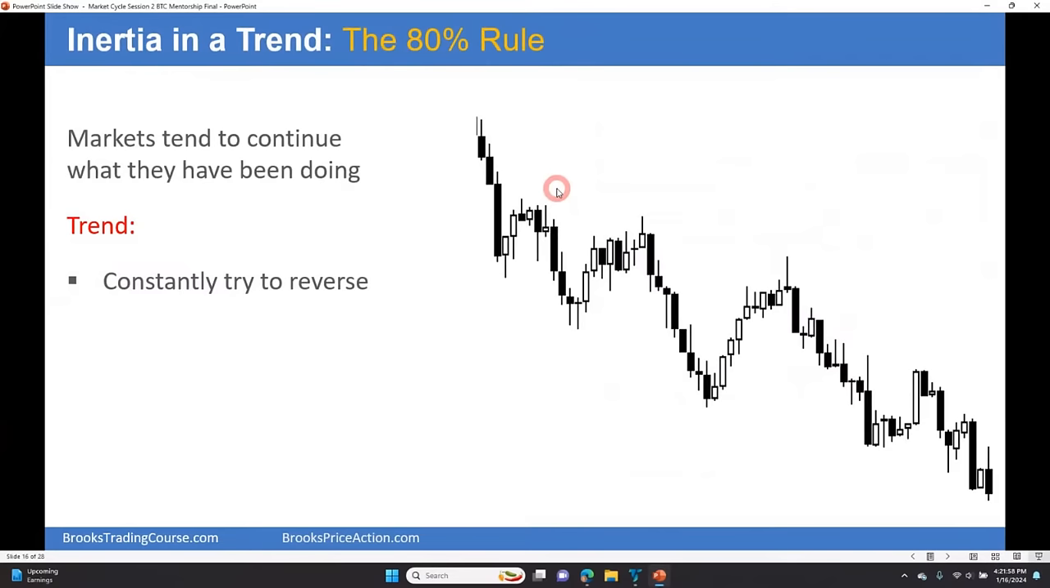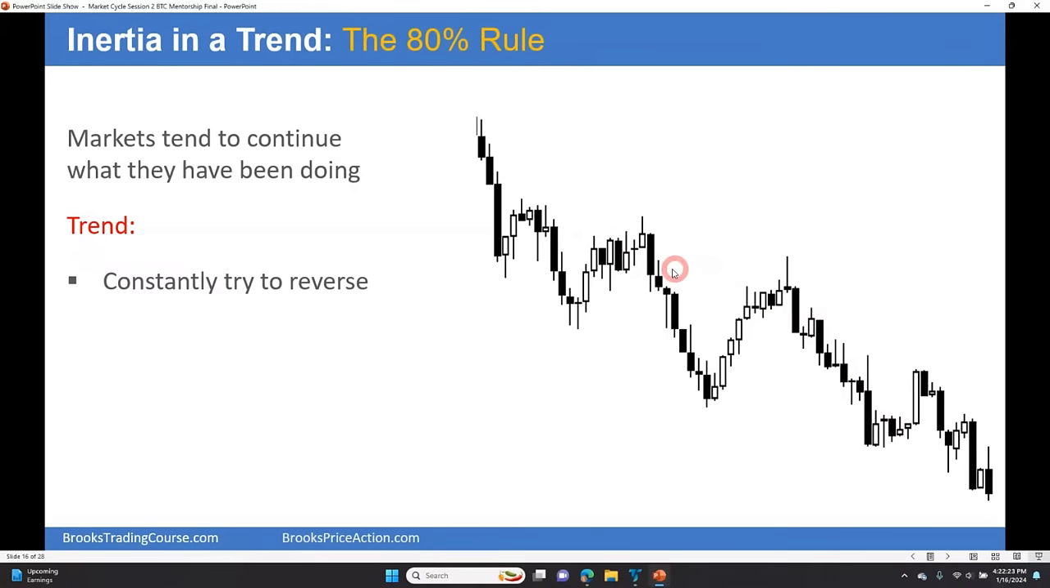Now, with the market cycle, there's a few things we have to think about. With any piece of the market cycle, there's inertia, the 80% rule. 80% of the time, the market's going to continue doing what it's doing. If the market is in a strong trend, in this case, you could say it's a bear trend, you could say it's a broad bear channel, 80% of the time, it's going to remain in a broad bear channel.